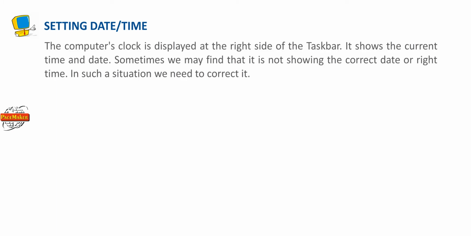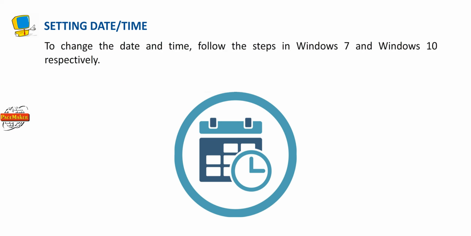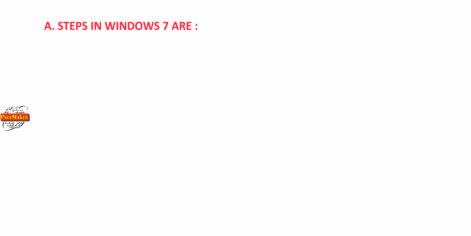Setting date and time. The computer's clock is displayed at the right side of the taskbar. It shows the current time and date. Sometimes we may find that it is not showing the correct date or the right time. In such a situation, we need to correct it. To change the date and time, follow the steps in Windows 7 and Windows 10 respectively.